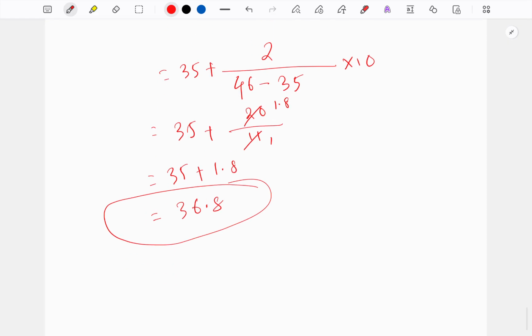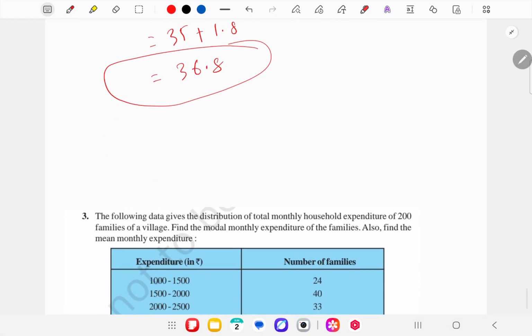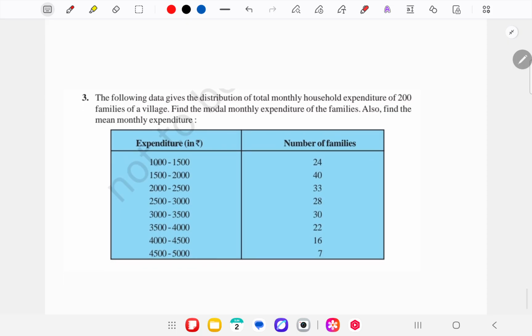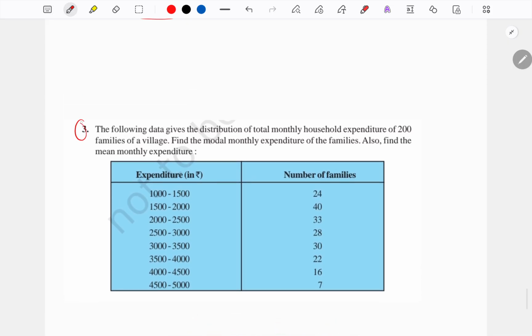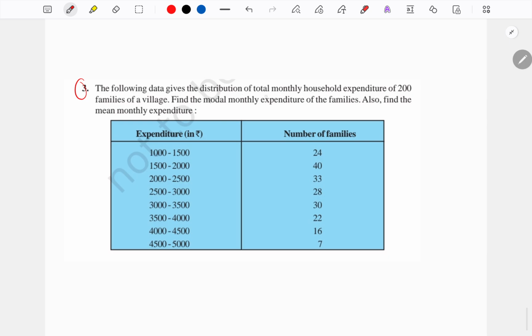So let's solve another question. So the next question is this one. It says that the following data gives distribution of total monthly household expenditure of 200 families of a village. Find the model monthly expenditure. That means we need to find the mode.